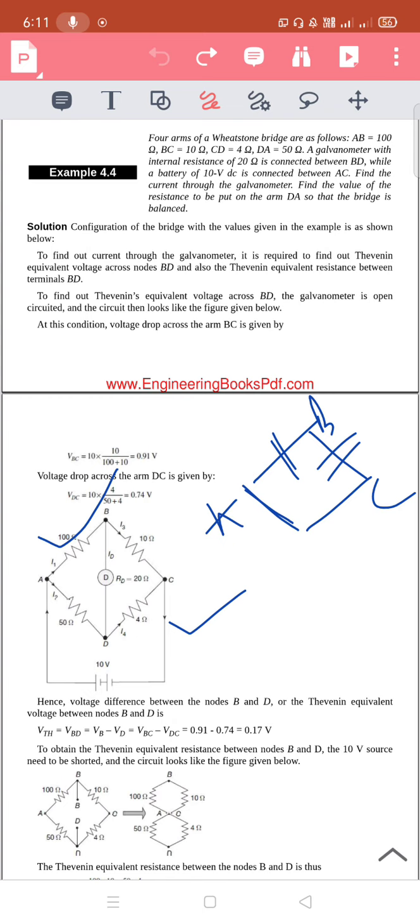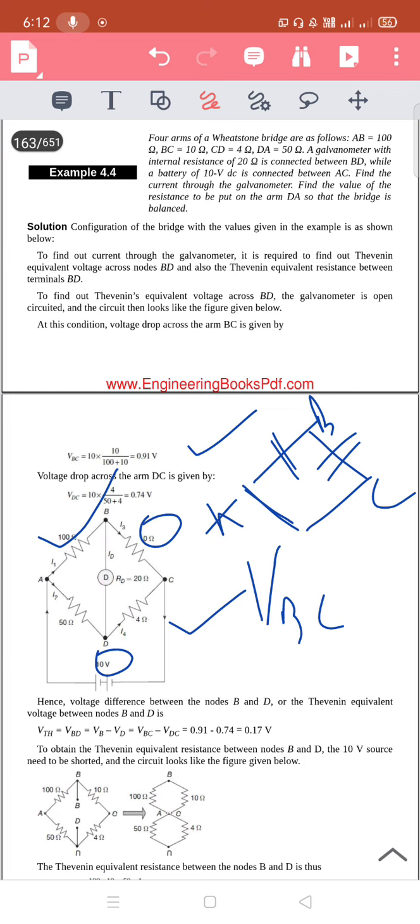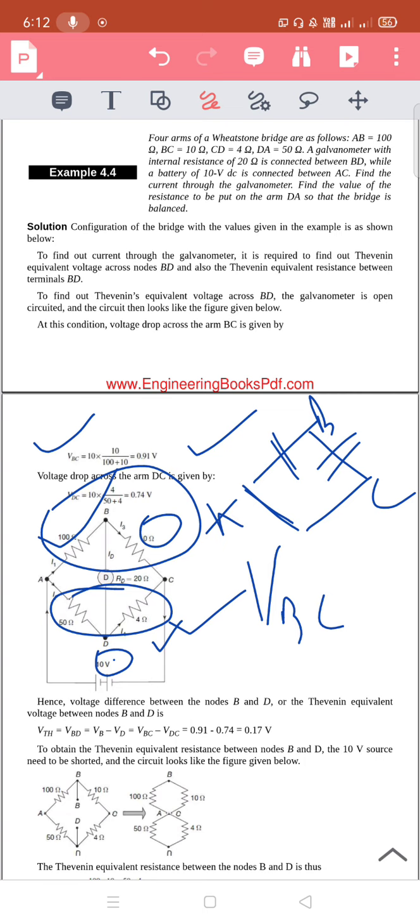So how to find the voltage between BC? By applying the voltage division rule, VBC is equal to 10 volt into the same resistance divided by the total resistance, which is 0.91 volt, and VDC is also the same: 10 volt into the resistance divided by the total resistance is equal to 0.74.